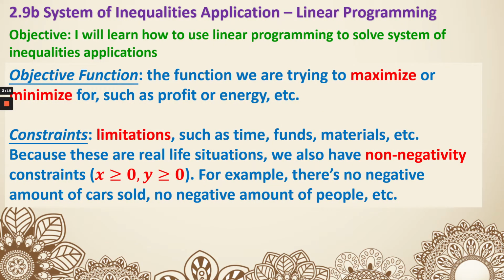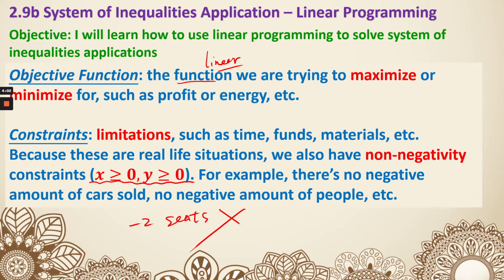Objective function: the function we're trying to maximize or minimize, such as profit or energy. For now, of course, the functions we're going to be working with are linear because that's the only thing we have learned so far. Constraints also mean limitations, such as time or funds or materials. And because these are real life situations, we also have a non-negativity constraint, which is x is greater than or equal to 0 or y is greater than or equal to 0. Because you can't have negative 2 seats. That does not make any sense. They have to be positive numbers, or it could just be 0 tickets that you sold. There's no negative amount of cars sold, no negative amount of people.